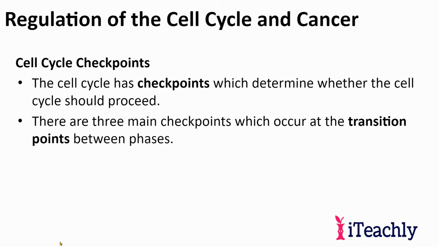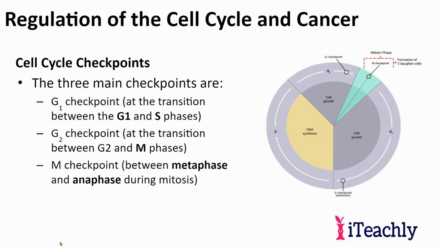The cell cycle has checkpoints which determine whether the cell cycle should proceed. There are three main checkpoints which occur at the transition points between phases. And here are the three checkpoints. So here is checkpoint 1. This is at the transition between G1 and S phase. This is going to make sure that you have enough nucleotides and everything else, because the S phase is where the DNA gets copied, right? That's what we did last time.